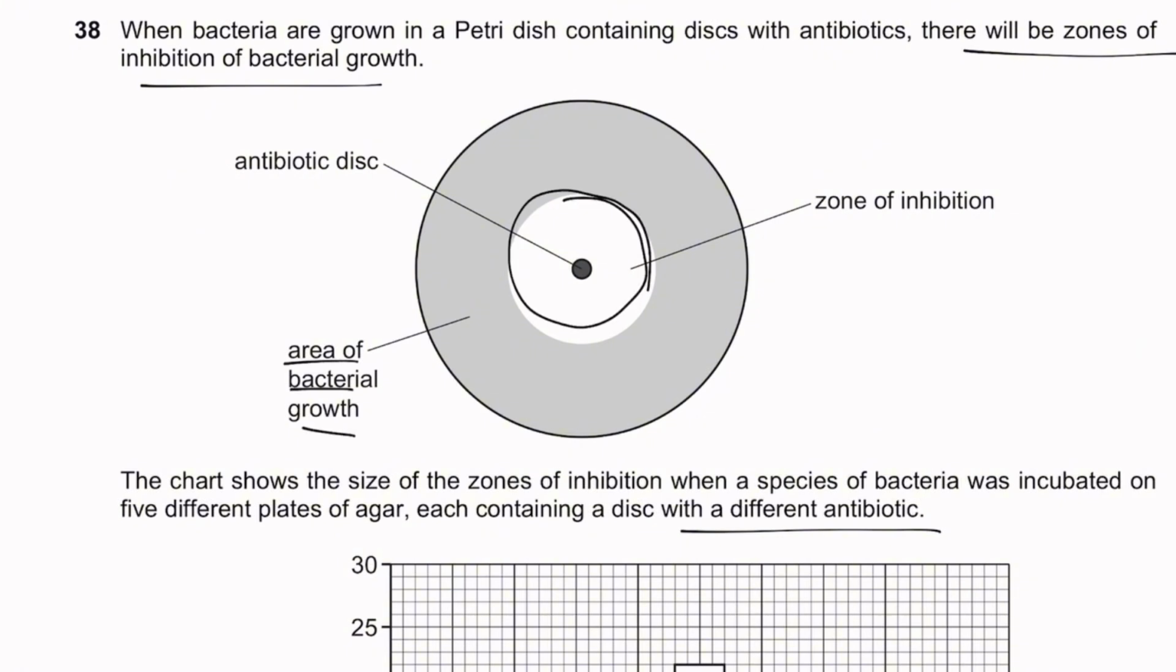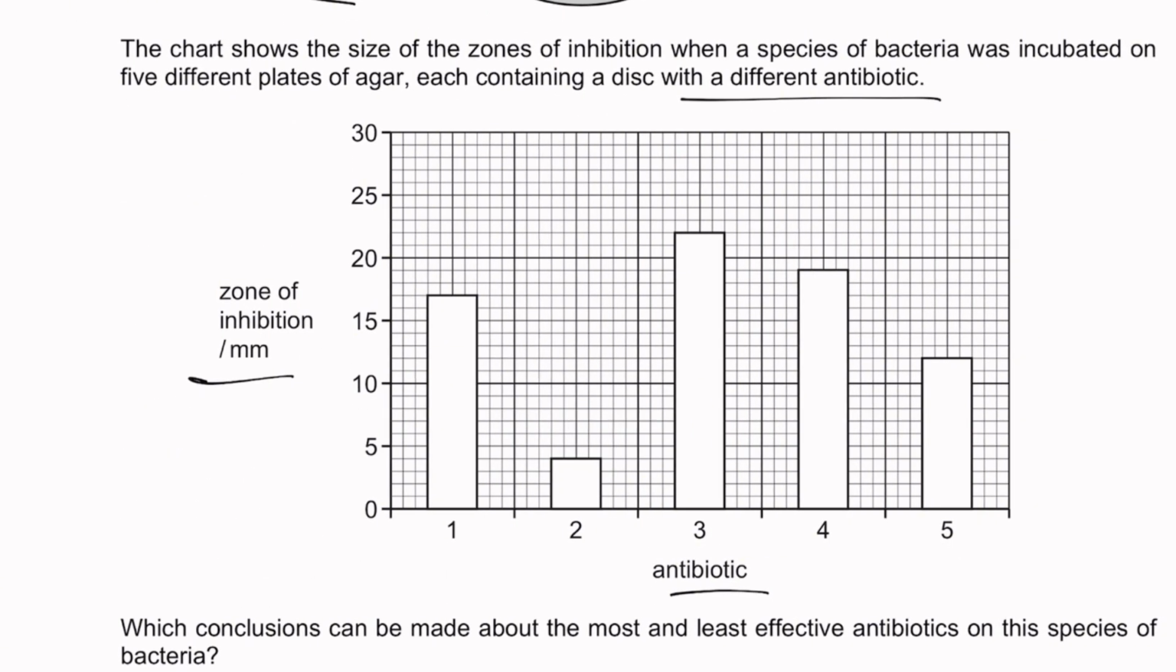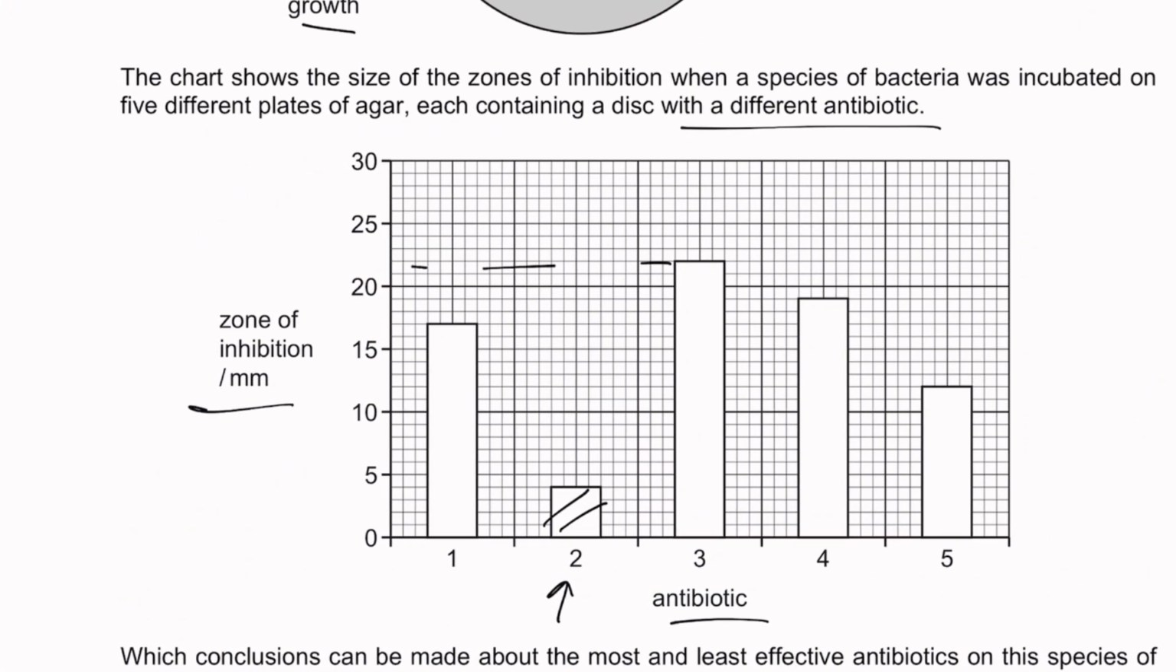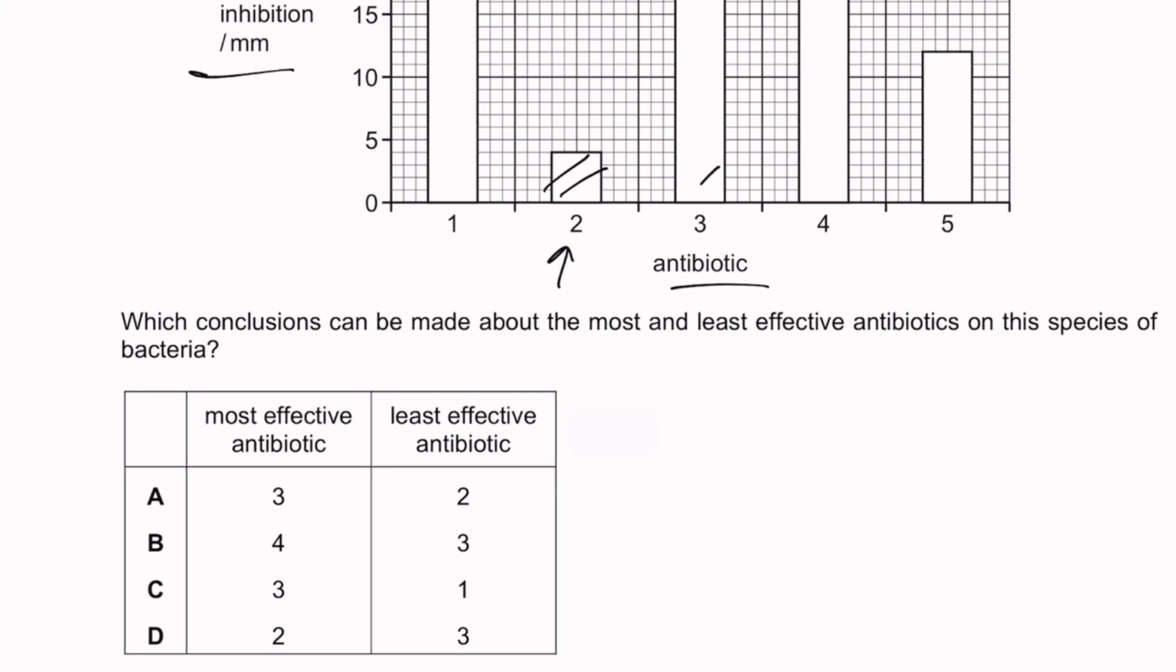The bigger the zone of inhibition, the less resistant the bacteria is. The smaller it is, the more resistant. And so the least effective antibiotic should be number 2, whereas the most effective should be the one with the biggest zone, which is number 3. So 3 is the most effective and 2 is the least effective.